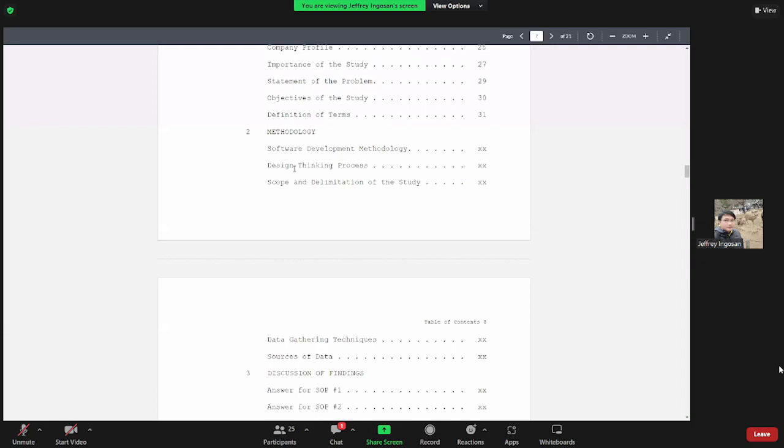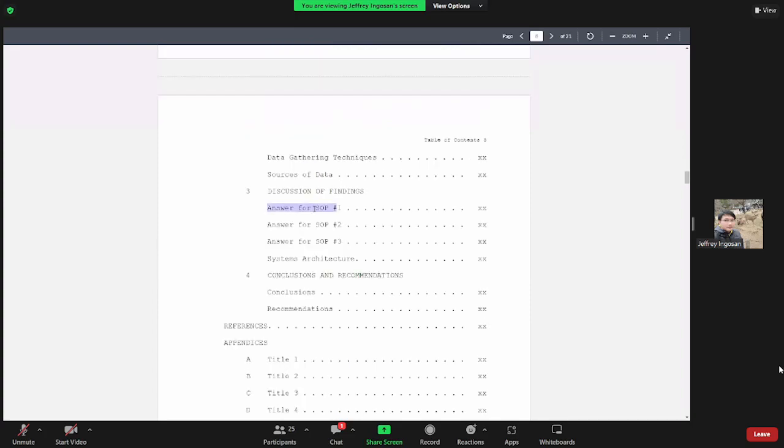It's in chapter 3, discussion of findings, where you will change the label here. The labels here are answers for SOP number 1, answers for SOP number 2, and answers for SOP number 3. What will you write here? What you will write here would be the subtitle for your presentation of your findings of each of the SOP. So meaning you go to chapter 3. Let's just jump to chapter 3.